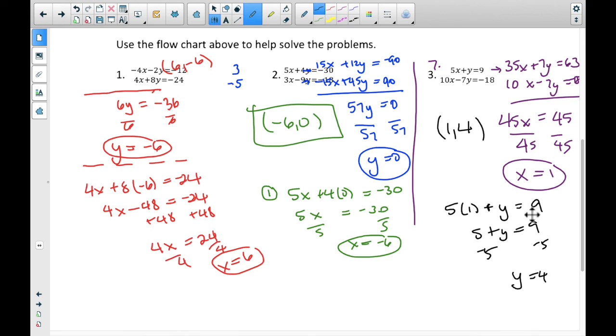And I kind of just did it in the top equation. I'll take a second to check it in the bottom equation. 10 minus 28, yes, that is negative 18. It does work. Okay, the gist of this is very similar to yesterday. The only new thing is sometimes you have to multiply both equations instead of just multiplying one equation.